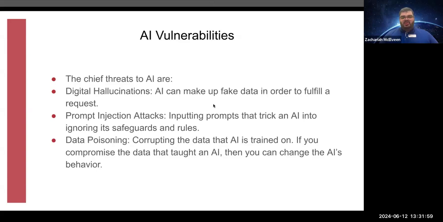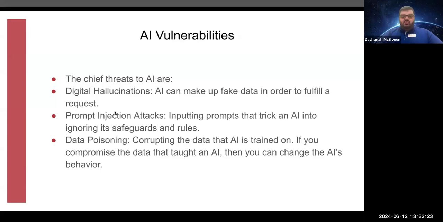So we talked earlier about Air Canada having an AI chatbot deal with customer service. And it made up a policy that did not exist, and they had to honor that. That's an example of a digital hallucination. It just made up information in order to meet your demands.